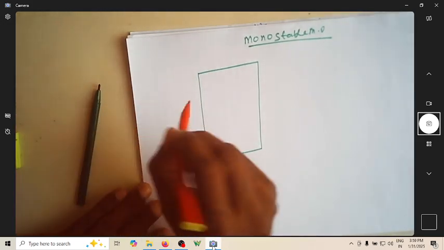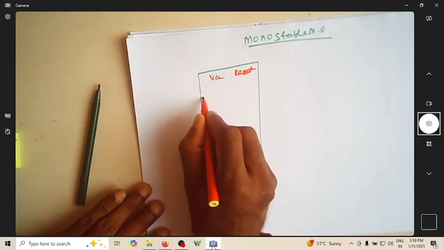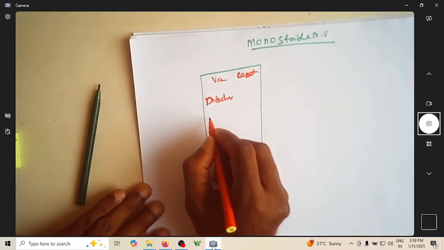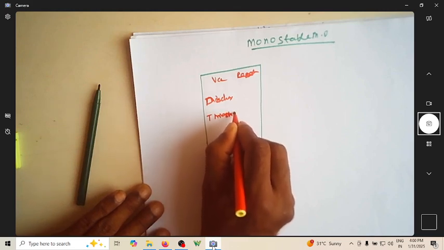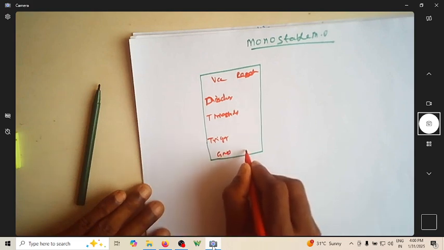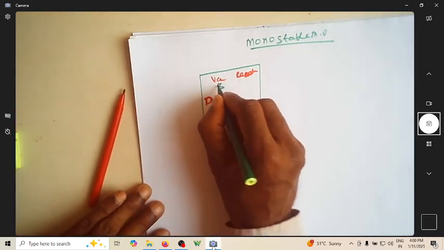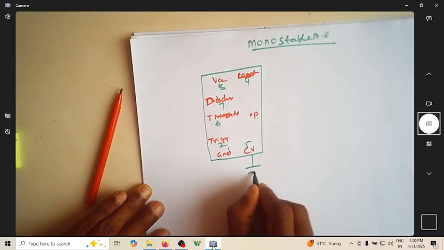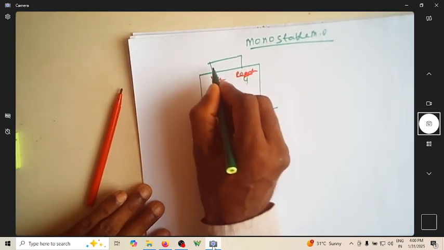So this is the basic 555 timer. You have VCC, discharge, threshold, trigger, ground, control voltage, and output. These are pins number 8, 4, 7, 6, 2, 1, 5. You can have a capacitor here. This is grounded, this is the output. This is the capacitor.